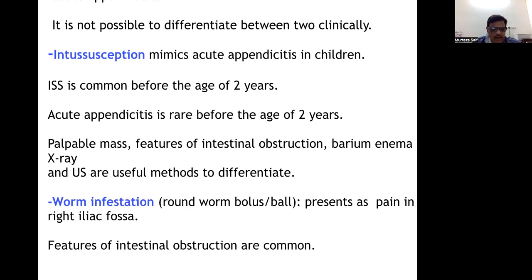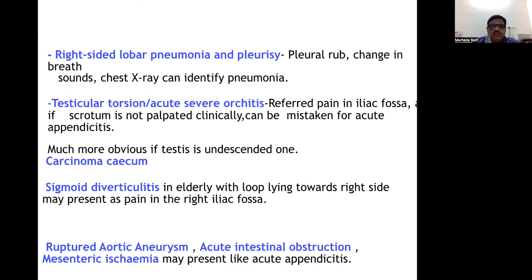One manifestation may have a feature of intestinal obstruction. Right-sided lobar pneumonia and pleurisy can also mimic it; a pleural rub is present in pleurisy, and there may be right-sided pneumonia. Chest X-ray can identify pneumonia.